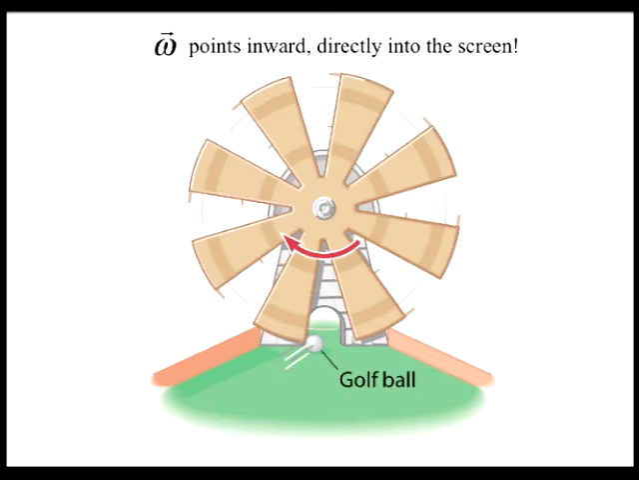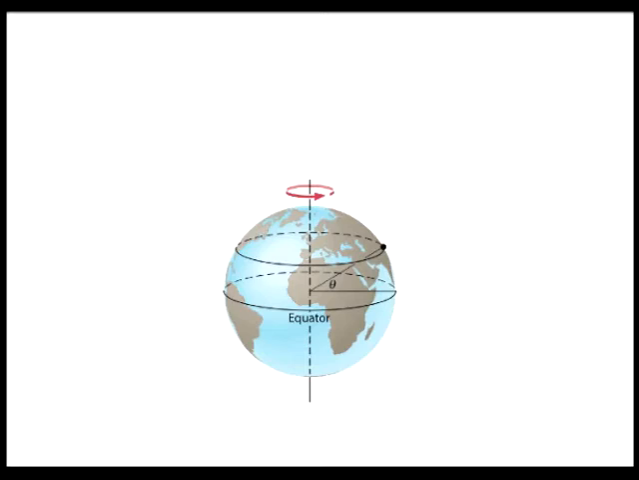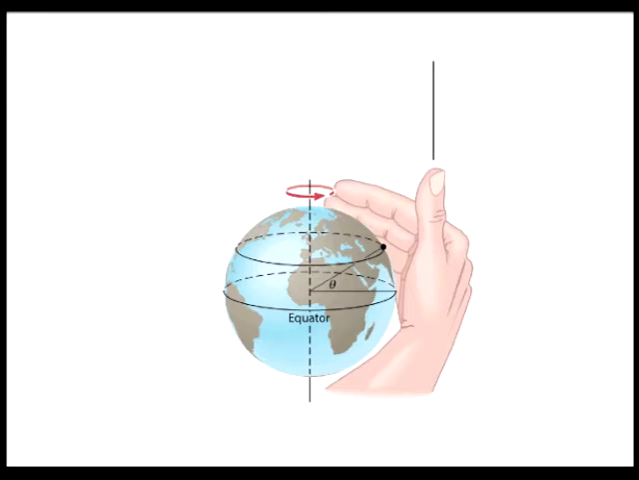And sometimes you'll have to visualize a 3-dimensional object rotating about an axis. In the case of the Earth rotating about its axis, in applying the right-hand rule, you wrap your fingers around the axis of rotation. Your extended thumb again points in the direction of the angular velocity vector.